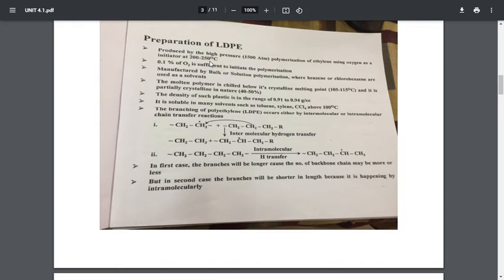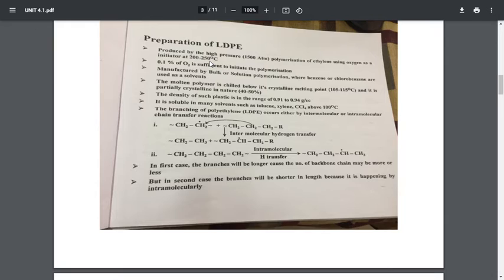The density of such plastic is in the range of, this is very important, know the density of LDPE. It is soluble in many solvents such as toluene, xylene, and CCl4, carbon tetrachloride, above 100 degrees Celsius. The branching of LDPE occurs either by intermolecular or intramolecular chain transfer.